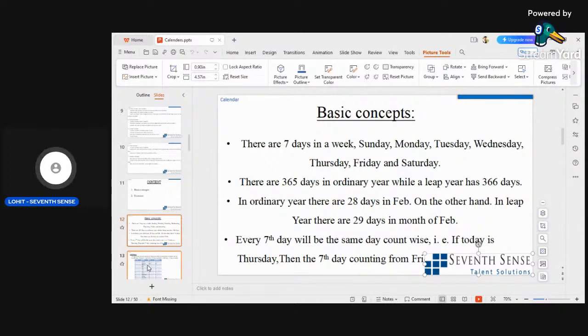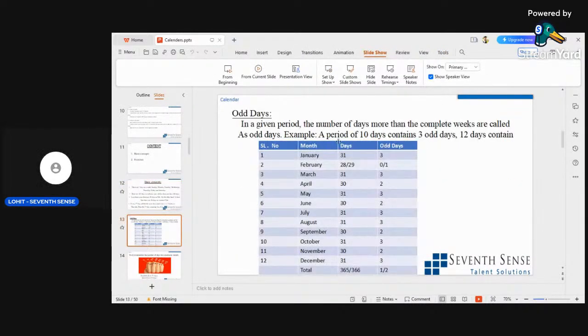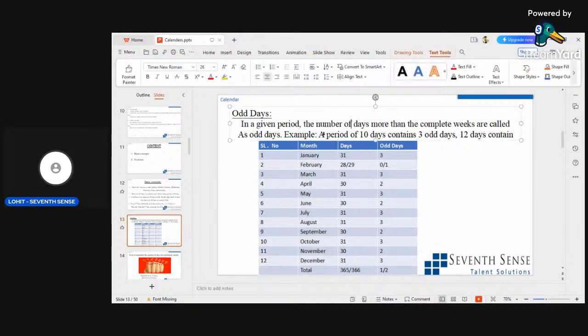Now we will have a concept of odd days. My basic question is, what do you mean by odd day? I have just removed this particular part from the slide because I want to ask the question. In a given period of time, the number of days more than the complete weeks are called odd days. You can see all the months, the days of each month, and I have written the odd days also. Now your task is, what do you mean by odd day?